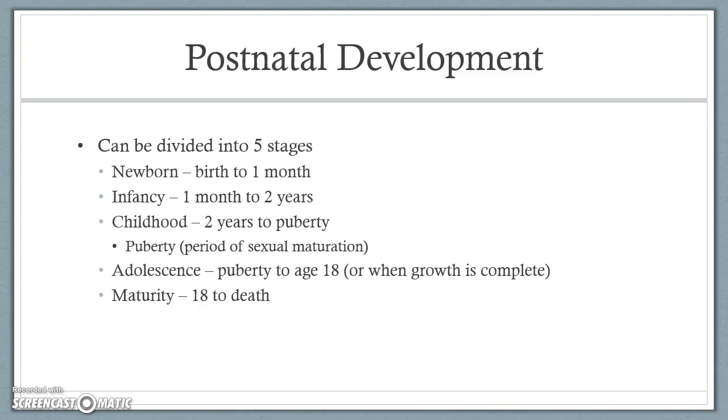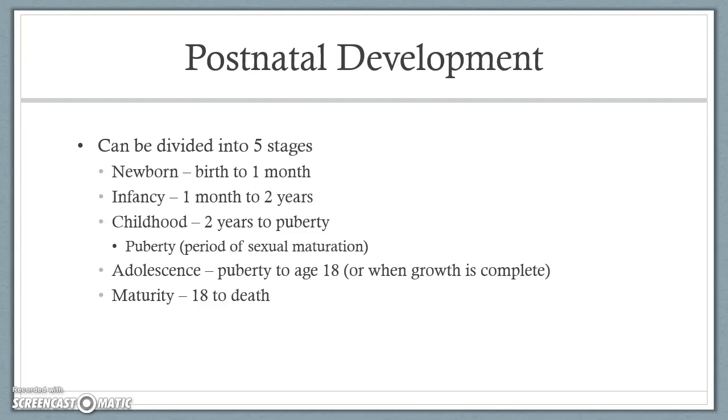Postnatal development can be divided into 5 stages. Most of these are based purely on the age of the individual. The newborn, or neonatal stage, is from the moment of birth to 1 month, or 28 days. The infant stage is then from 1 month to 2 years, or the second birthday. The childhood stage is from 2 years to puberty.